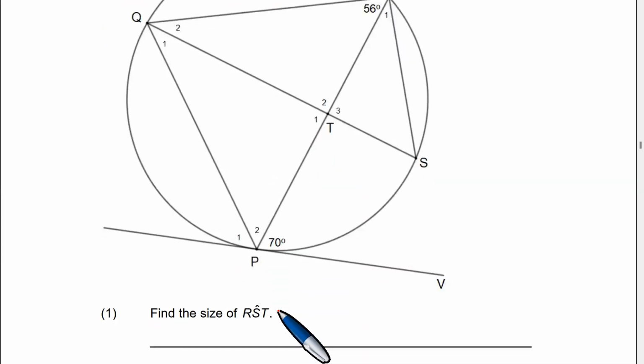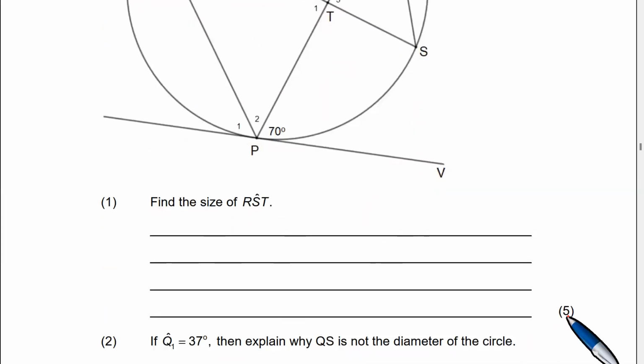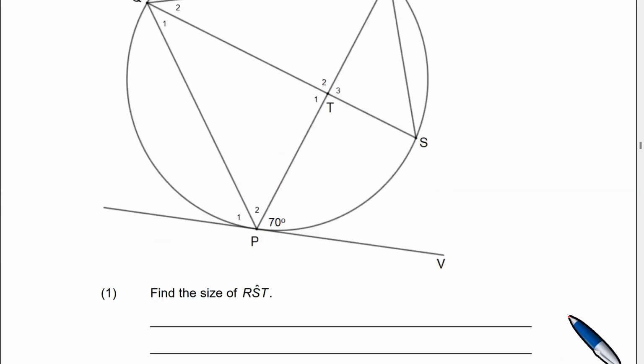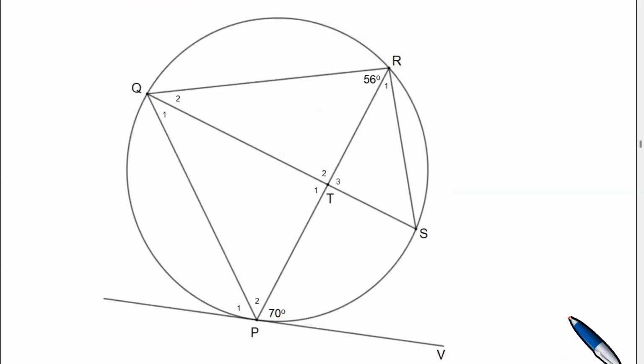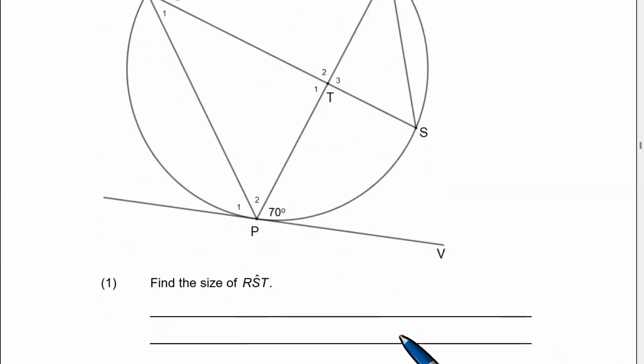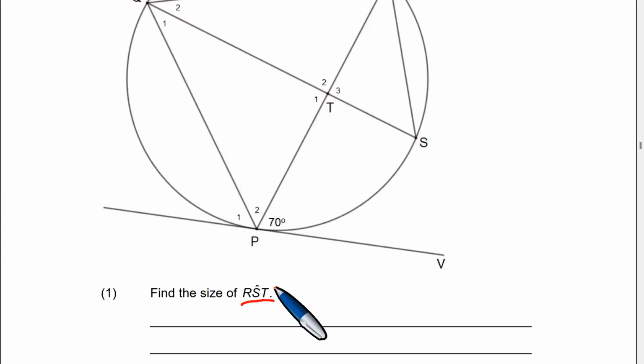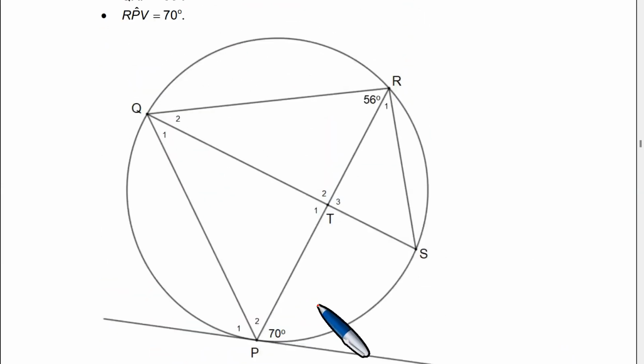So at this point, it's obvious to say that for a total of 5 marks, they've given this one a lot of marks. So if you get this one, obviously you're close to a distinction because they just want us to find the size of the angle RST. Right, so we're going to do it next to the diagram to make sure that we can see the angles and be able to write down as well. So first things first, what do we do here?